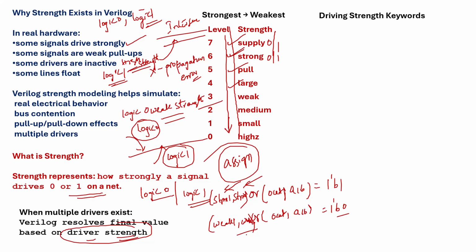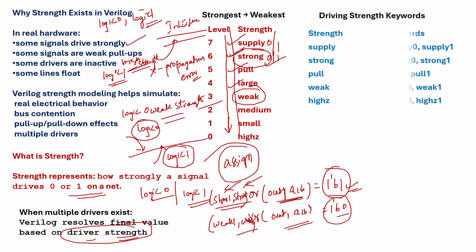What output am I getting here? There are two OR gates, one and second. The first OR gate drives the output as 1, and the second OR gate drives the output as 0. Which output do I get? It is based on the signal strengths. Which one is stronger? See the table here: strong is the stronger one and weak is the weaker one. So strong drives first and wins the race, and I get the output 1.